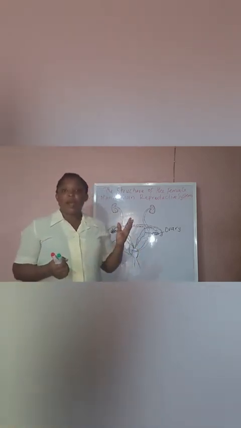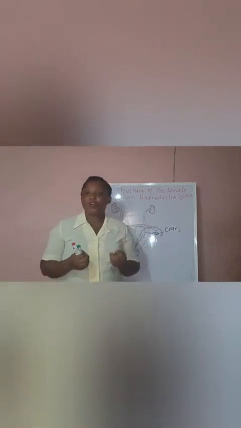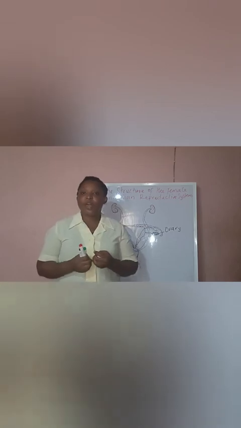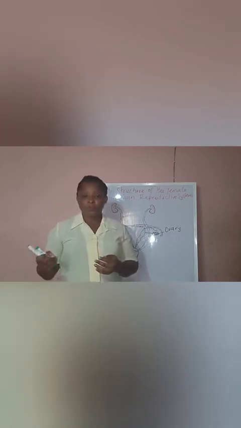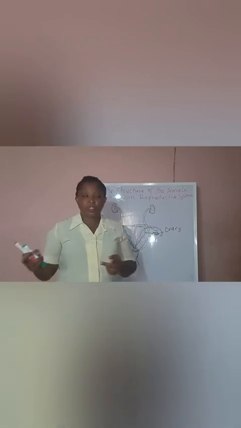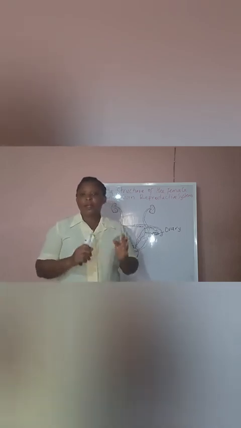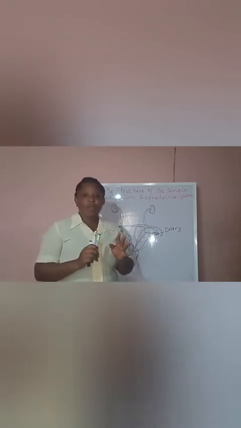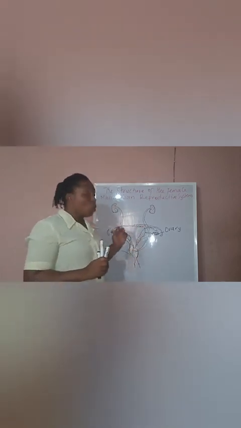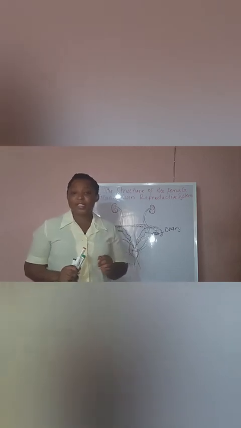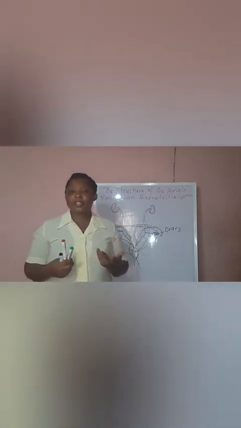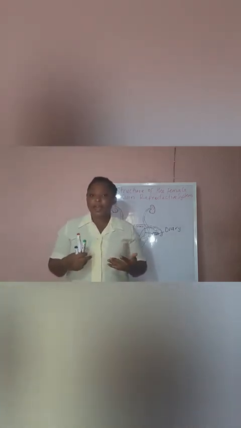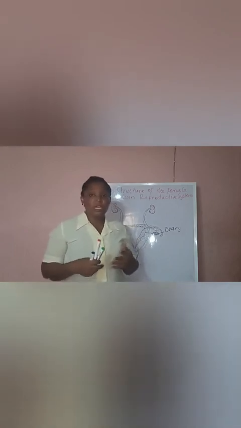So this ovary, the function is to produce egg. The female egg is also known as the oocyte or the ova or ovum. Ova for plural, ovum for singular. So they are to produce the oocyte. So what happens is that every 28 days, an egg begins to develop in the ovary.